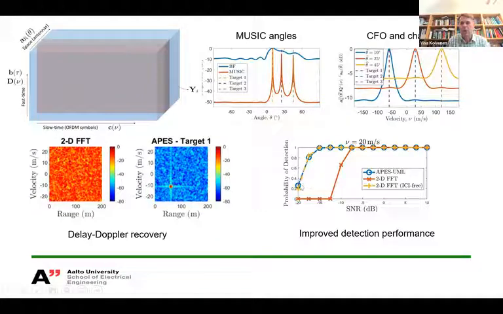Just to give you some quantitative idea about the performance, it certainly leads to a significant improvement in detection performance for this moving target here.